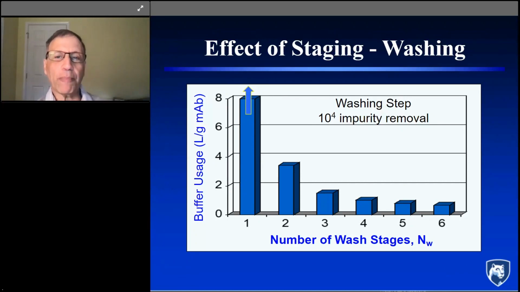This is even more important in the washing step, where we're trying to get very, very high levels of impurity removal. Single stage washing would require simply unacceptable amounts of wash buffer. But as we go to 2, 3, or even 4 stages, we can get 10,000-fold reductions in the impurity concentrations while still maintaining reasonable levels of buffer usage for this type of chromatography process.